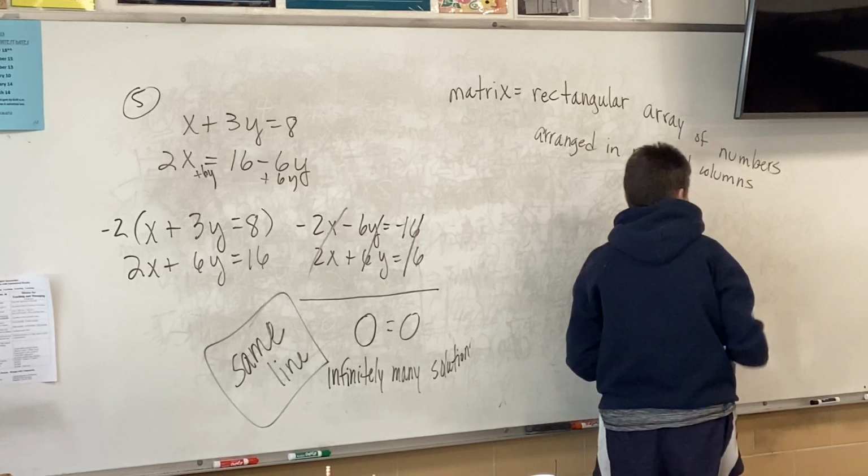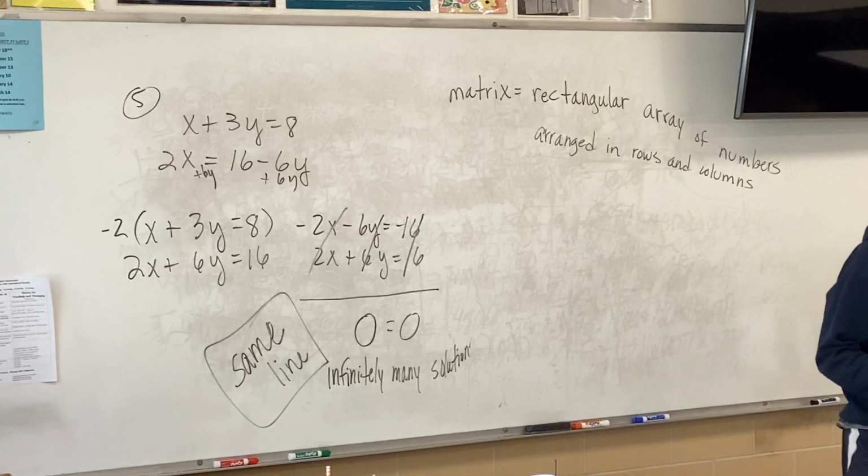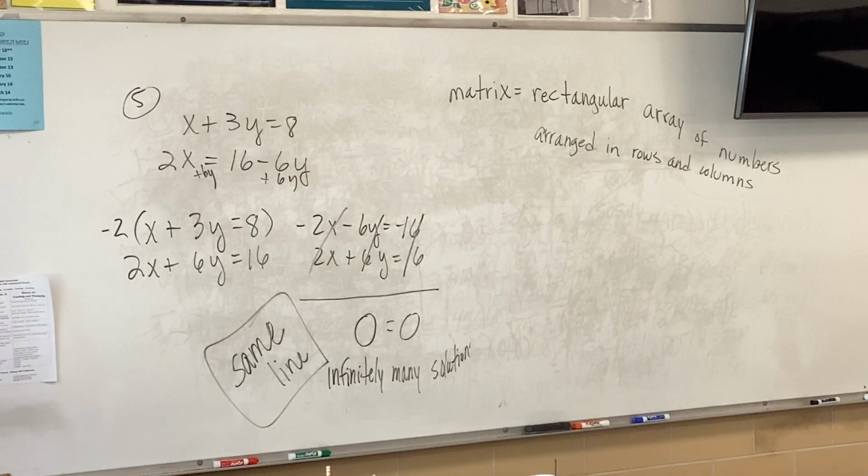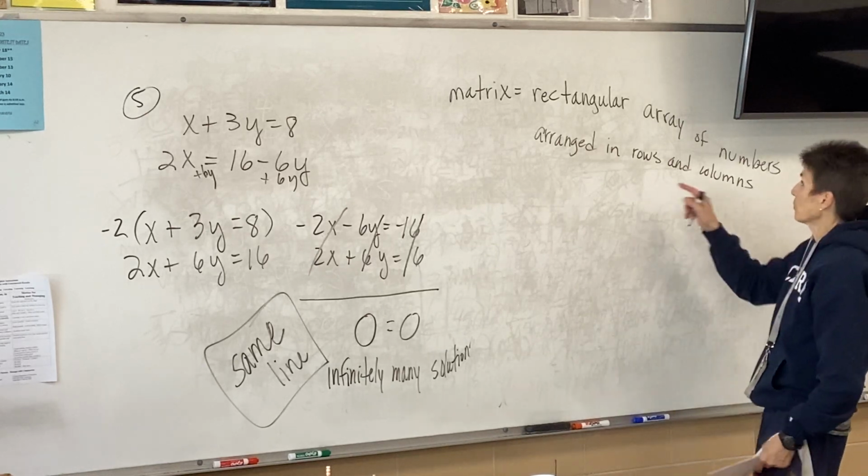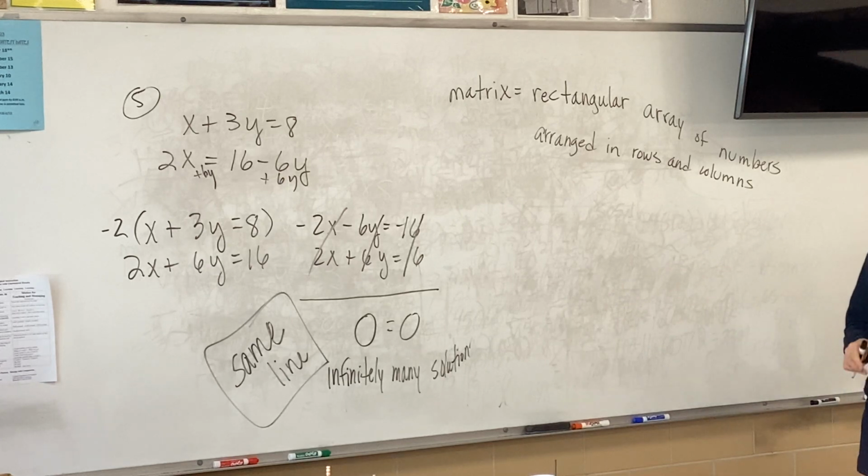Now, you guys, I want you to write that down because I guarantee you 100% that's going to be a test question. This chapter is largely about matrices, doing lots of operations with matrices. You need to know what a matrix is. It's what the whole chapter is about. So a matrix is a rectangular array of numbers arranged in rows and columns.